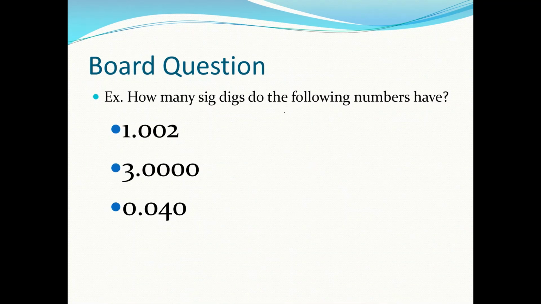Okay, so how many Sig Digs do the following numbers have? Non-zero numbers, so we have 1, 2, 3, 4. Okay, non-zero numbers, so we have 1, 2, 3, 4, 5.